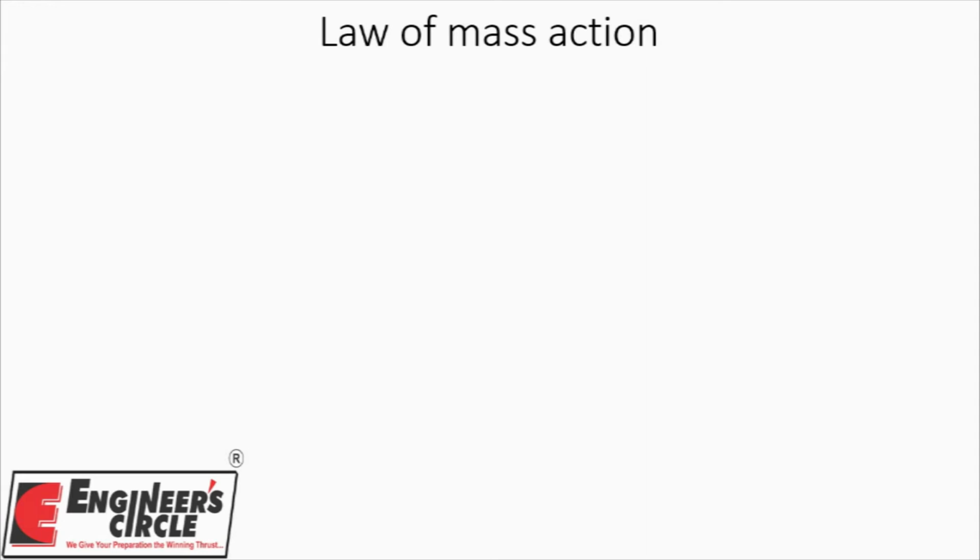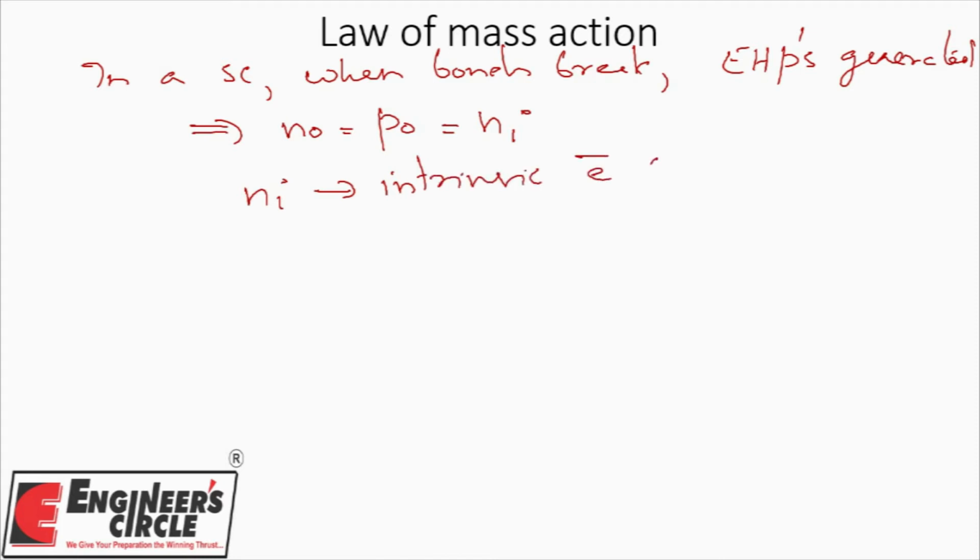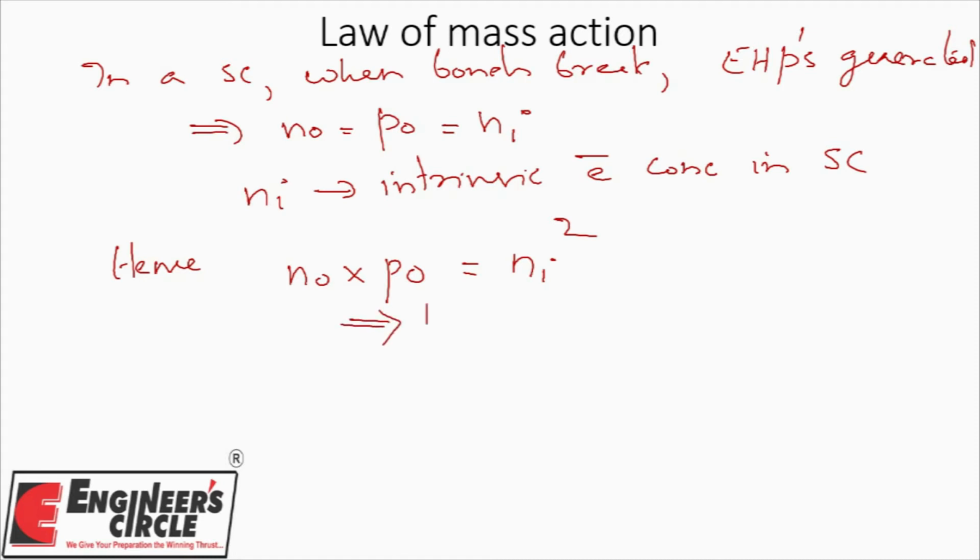So what is the law of mass action? In a semiconductor, when bonds break, EHPs are generated. So this implies that the concentration n0 equal to p0. This concentration n0 equal to p0 is defined as ni. So what is that ni? ni is the intrinsic electron concentration in a semiconductor. Hence, we can write n0 multiplied by p0 is equal to ni square. This equation n0 into p0 equal to ni square is called the mass action law.